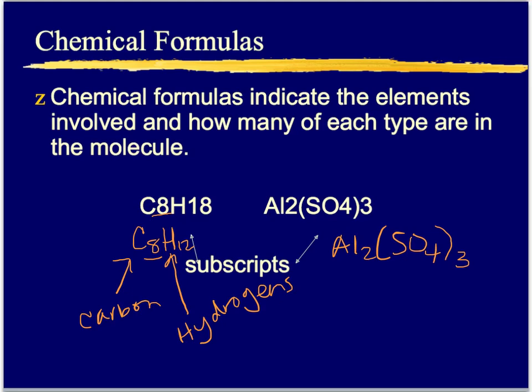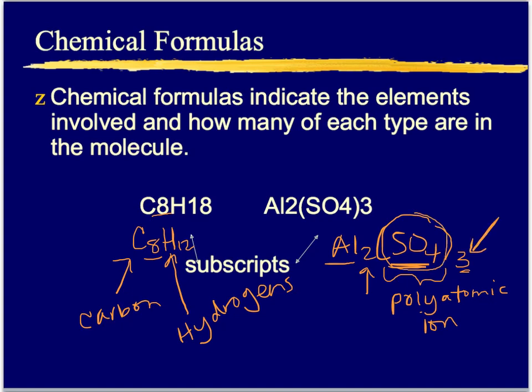On the other side over here, we have aluminum sulfate, and so we have Al, and that's the symbol for aluminum, and then we know that there's 2 aluminums in this molecule. And then we have what's called a polyatomic ion here, and we've seen these a little bit before. You can see that this one's sulfate, and these are sometimes a little complicated to read. And then this subscript on the outside here is telling us that there's 3 of those polyatomic ions in this particular molecule.